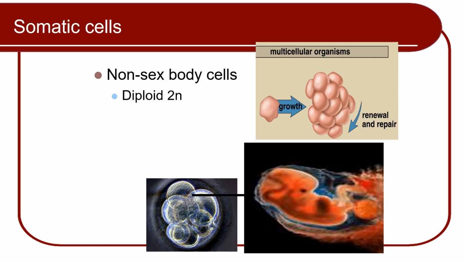And again, this happens in all cells except for sperm and egg cells. So those are somatic cells. Somatic cells are all body cells except for sperm and egg cells. So it happens everywhere except in the production of sperm and egg cells. All your growth from the time you're one cell to your current size was done by mitosis. And in addition, replacing and repairing tissues is also done by mitosis. All the growth of an embryo is mitosis.